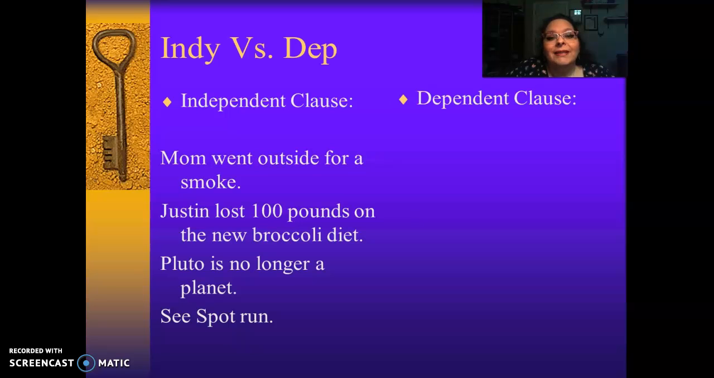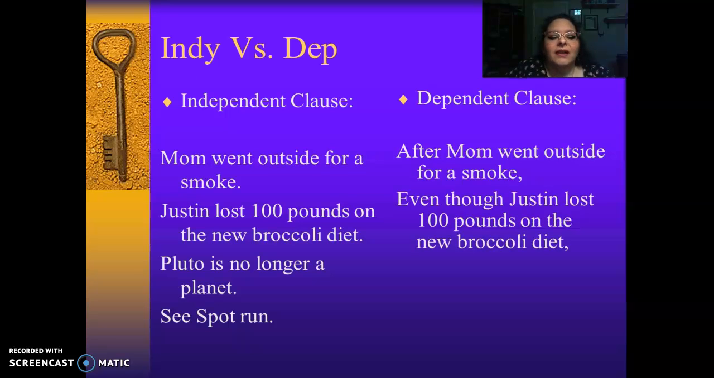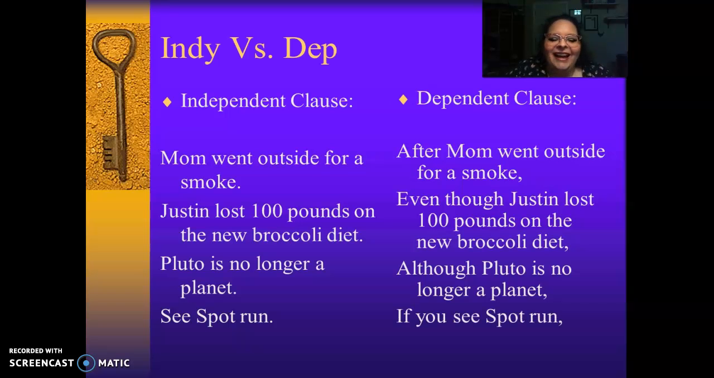Now a dependent clause depends on another sentence to hold it up, like a mama. A simple word can change that. For example, after Mom went outside for a smoke. Even though they have the same words, because of the word after, this can't stand by itself. It's a fragment. It needs another sentence to hold it up. So, after Mom went outside for a smoke, it started raining. Even though Justin lost 100 pounds on the new broccoli diet, his breath really stinks. Although Pluto is no longer a planet, we still love it. And if you see Spot run, could you go catch him?